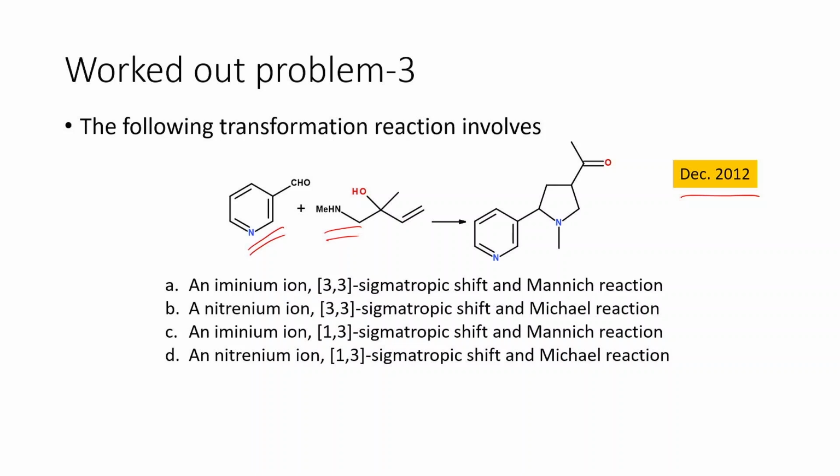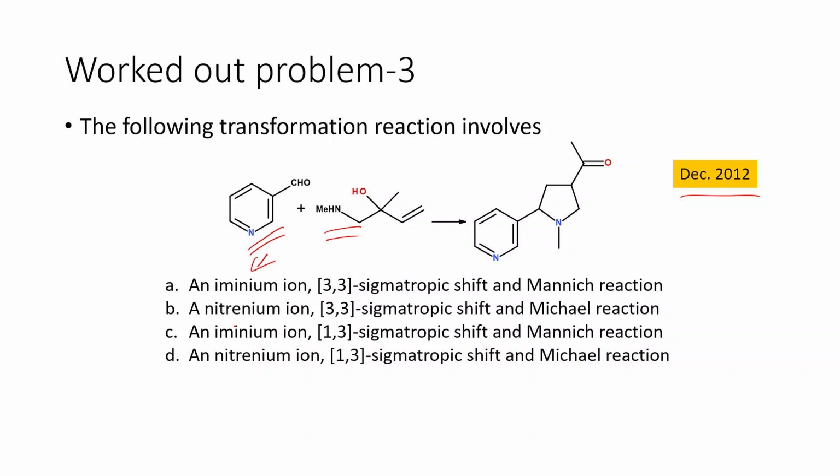Here various combinations are given, that means what are all the reactions that will be forming. The first one is an iminium ion formation, that is step 1, and then the intermediate undergoes a 3,3 sigmatropic shift followed by a Mannich reaction. So this is one type of reaction sequence that will proceed to give the final product.